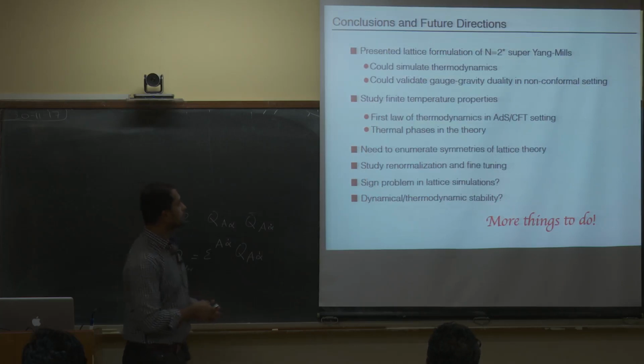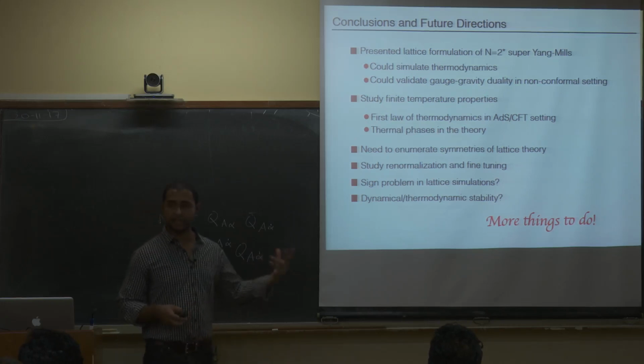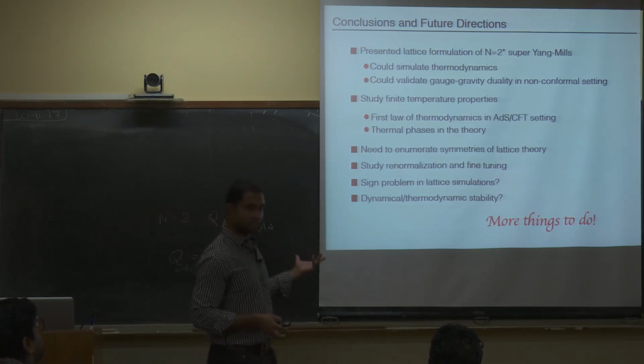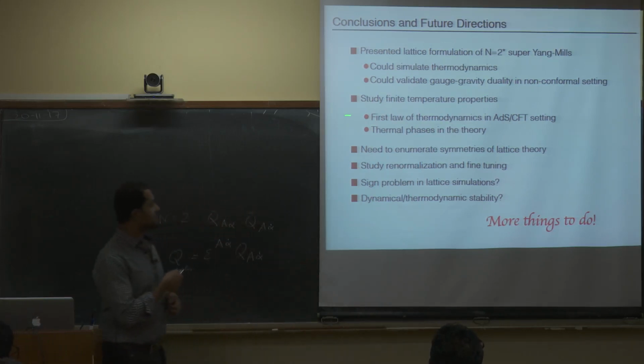Okay, so let me conclude. I presented a lattice construction of N=2* super Yang-Mills. We could simulate thermodynamics on the lattice at finite temperature. We could validate gauge-gravity duality in a non-conformal theory. This is a big achievement, if we could do this, validating this in a non-conformal setting. So we can study finite temperature properties, the first law of thermodynamics in an AdS/CFT setting.